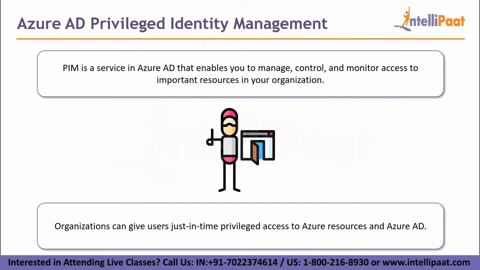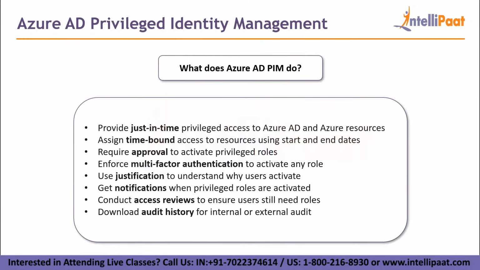For example, you want to make a user a security administrator for a certain task, but you just want to provide their access for 4 hours. You can do that using PIM, that is Privileged Identity Management. So now, what does Azure AD PIM do? First of all, it provides just-in-time privileged access to Azure AD and Azure resources. It basically assigns time-bound access to resources using start and end dates.